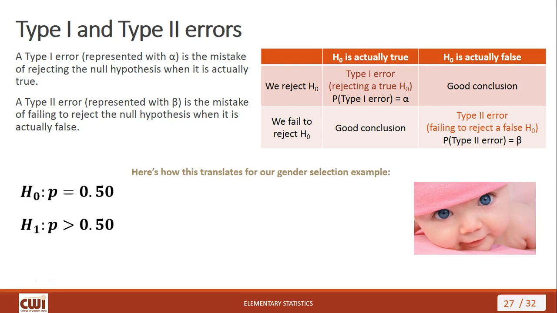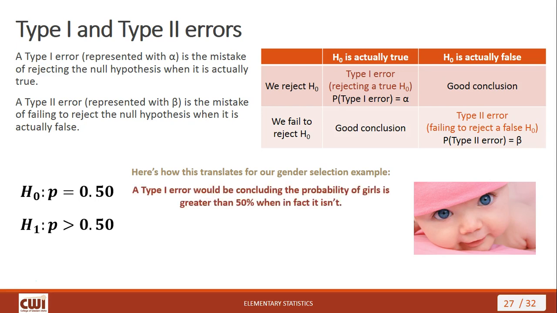Remember that our null and alternative hypotheses are what we see here on the screen. The proportion of girls is equal to 50% is the null hypothesis. The proportion of girls is greater than 50%. This is our claim. It's represented in the alternative hypothesis. So a type 1 error is rejecting a true H0. If H0 is true, the proportion of girls born is 50%, the type 1 error would be concluding the probability of girls is greater than 50% when in fact it's not. It actually is 50%.